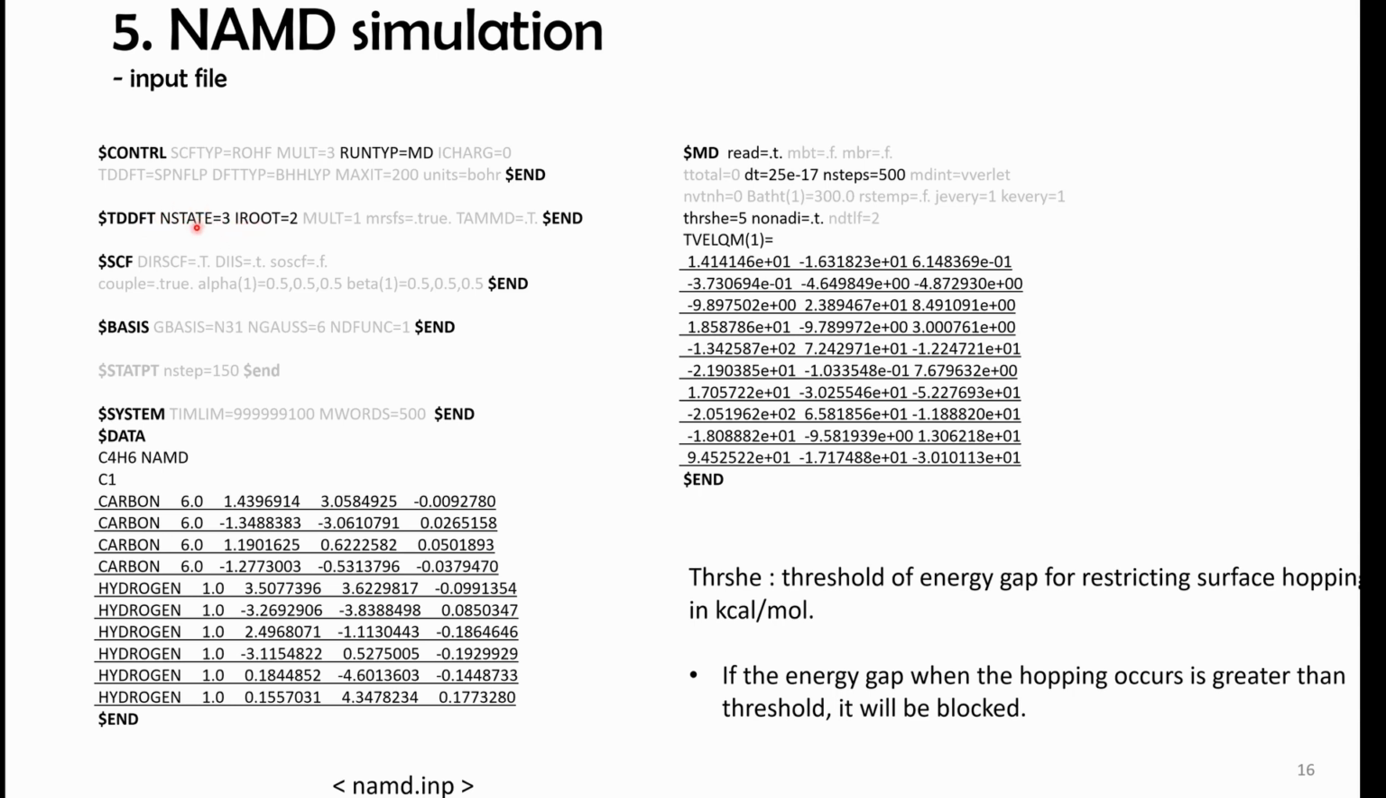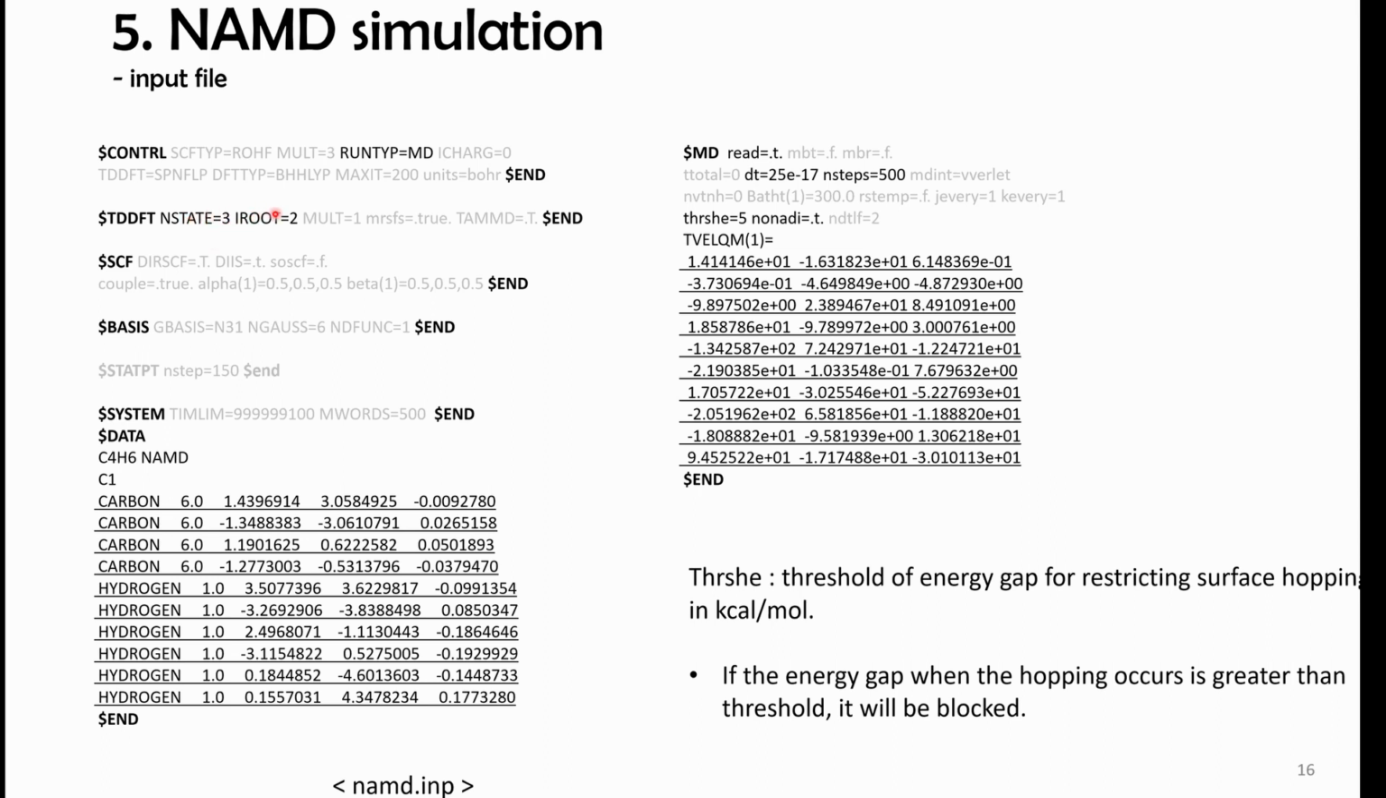N state, we know, is the number of states to be calculated. But you have to be careful when you do the MD simulation, because if you give a really big number, let's say 10, it will calculate up to 10 excited states at every iteration. It wastes your time. So you should set a reasonable number of states.